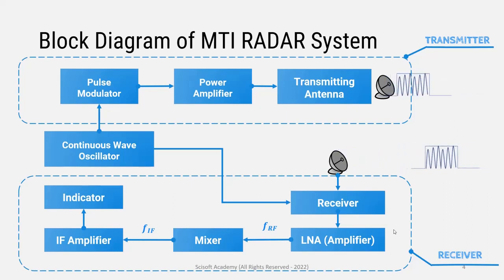That intermediate frequency helps us identify the velocity of the object based on its movement away from the antenna or towards the antenna. So this is the basic block diagram of MTI radar systems. Let's move ahead with the working principle of it.